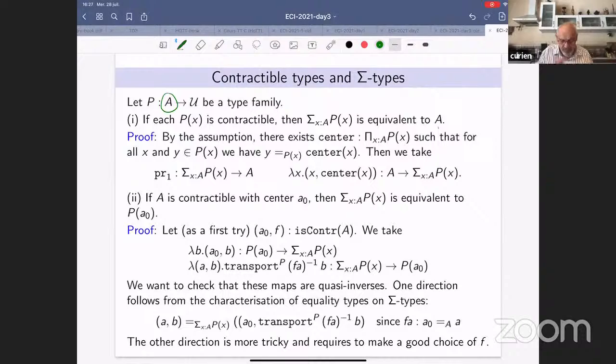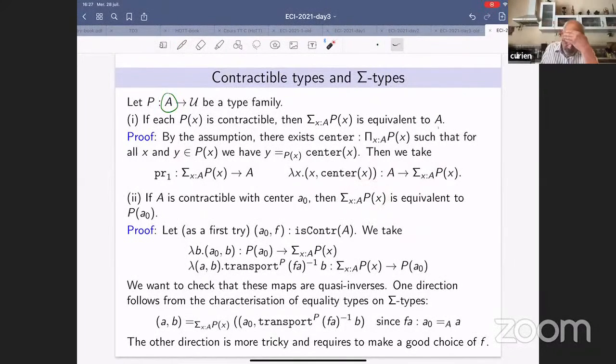And then the second statement is a bit different. We have the same family, but the assumption now is different. It is A that we decide to focus on, and we suppose that A is contractible with center A0. Then sigma x P of x is equivalent to P A0. If you remember that in a contractible type every inhabitant is a center, then this says that whatever element you pick in A, your favorite element, this whole total space is equivalent to just the fiber at A0, P of A0.